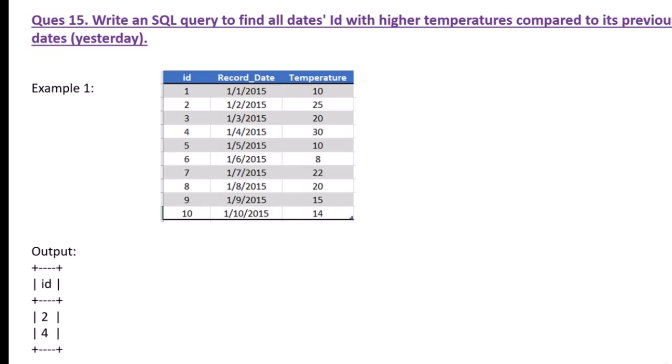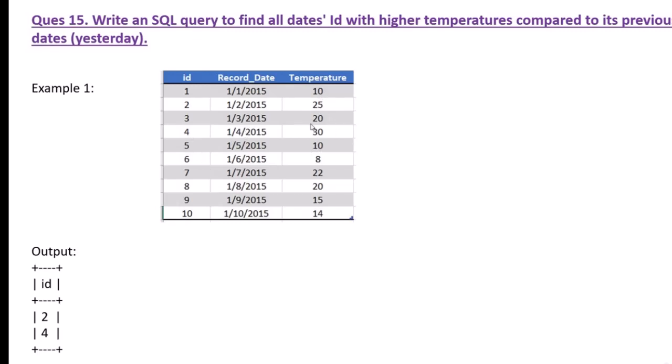So we need to write down the SQL query to find all the dates or IDs when the temperature is higher as compared to its previous day. For example, if you see ID number 2, we have a temperature of 25 on that day, which is higher than its previous day, which is 10 degrees Celsius.